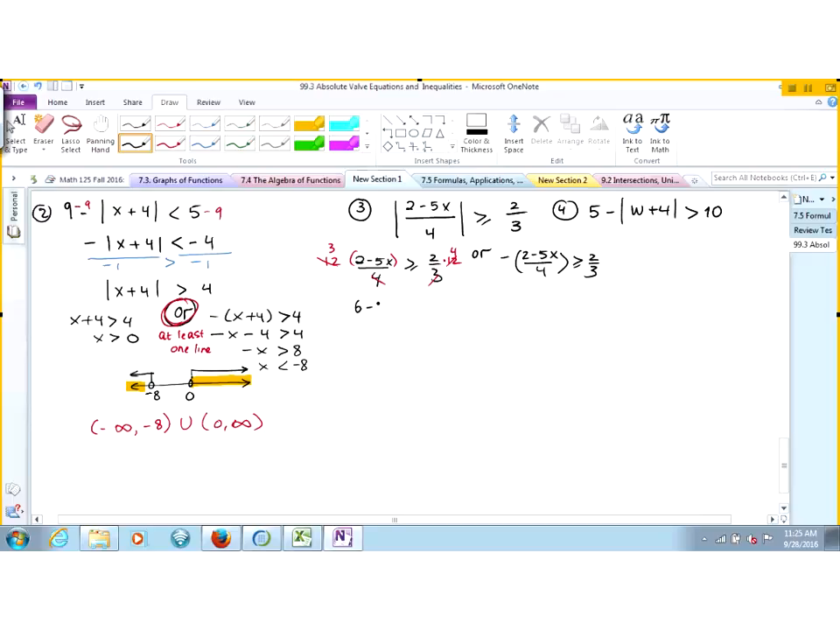So 3 times 2 minus 5x, 15x greater than or equal to 8. All right, so LCD is 12. So negative x, 15x, what do you do to the 6? Subtract 6. 8 minus 6 is 2. And then divide by negative 15 both sides. Yes, that's right.